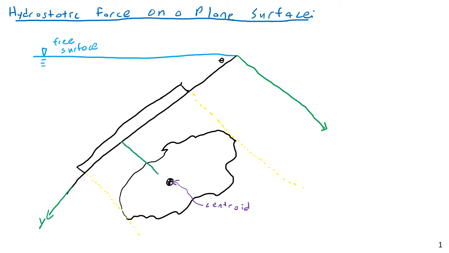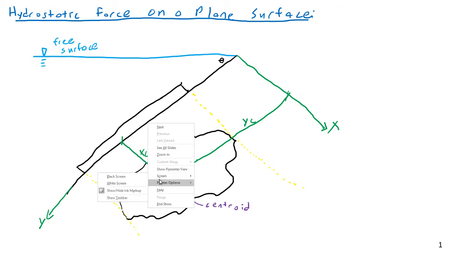I'm going to have an XC, or sorry, actually this is going to be an XC. XC is going to be the X coordinate of the centroid, and my YC is going to be the Y coordinate of my centroid. So again, this is X and Y, so this is YC, the Y coordinate of my centroid.